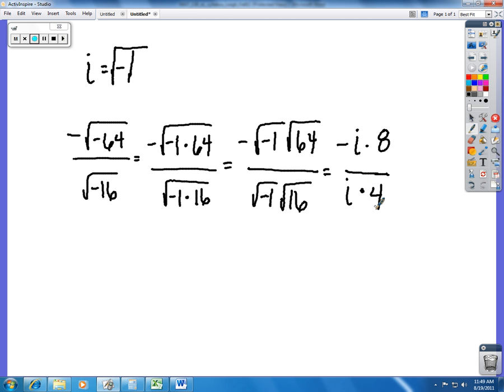Okay? And i is just like anything else. If you've got one in the numerator and one in the denominator, they cancel. So my answer to this is -8 over 4, which, if you break that down, is just -2. So there's example 1. I've got a couple more examples that I'm going to work from this section.